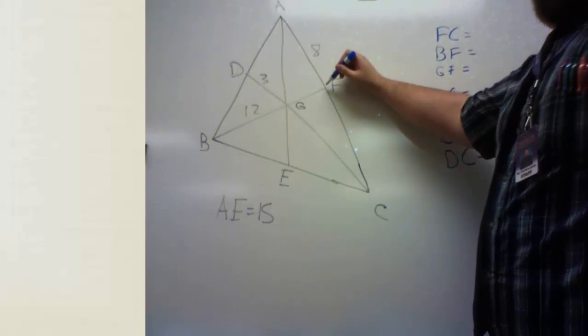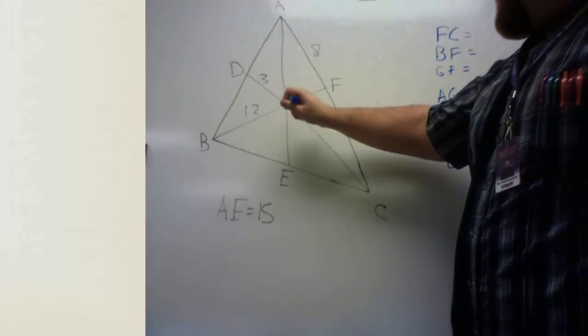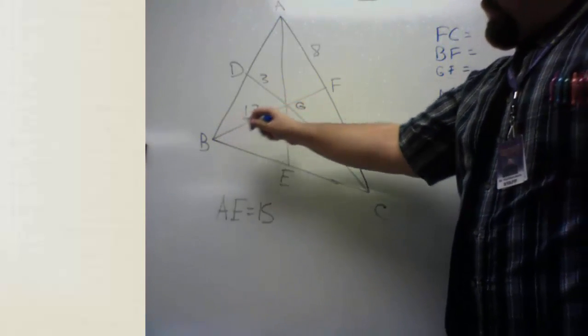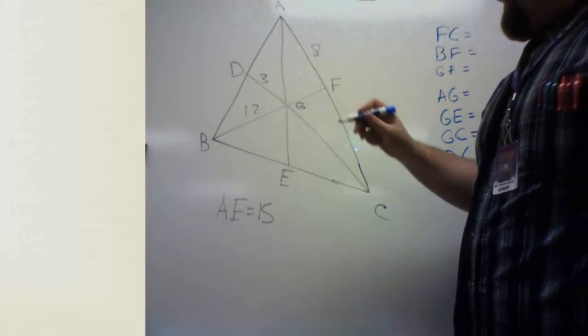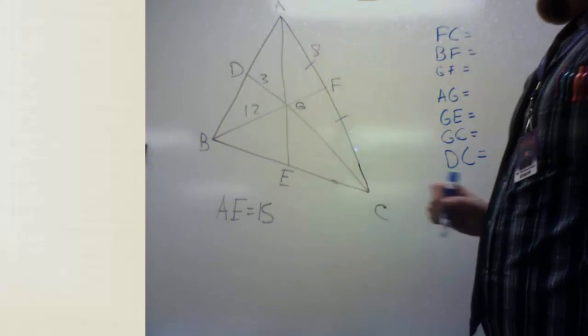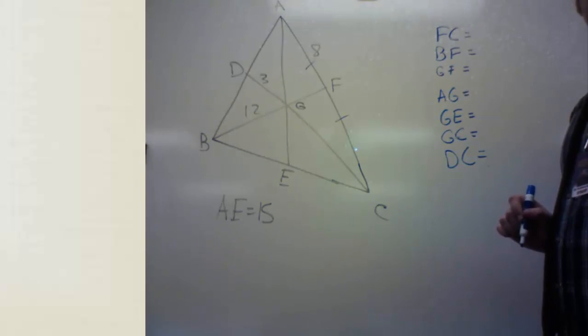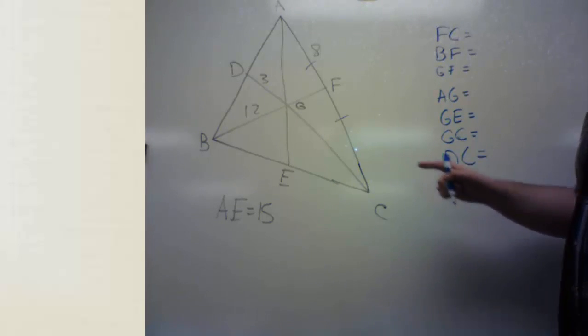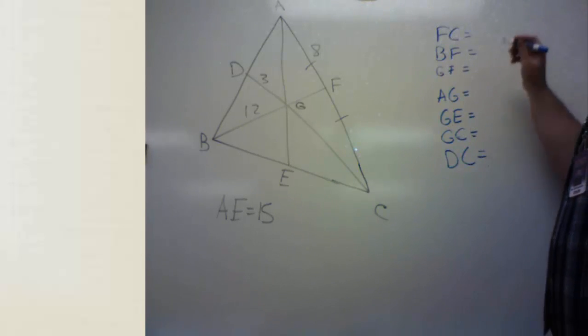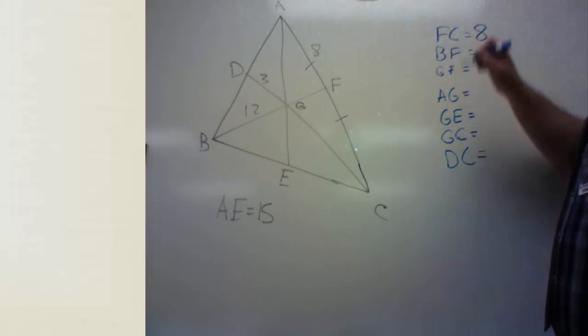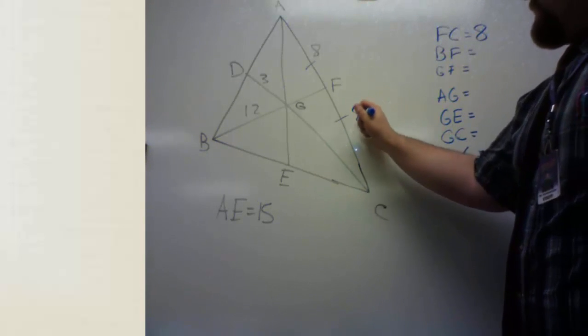I know that F has to be midpoint because G is a centroid, which means BF or segment BF has to be a median, which means that has to be a midpoint. And if those are midpoint, this length and that length is the same. Therefore, the length of segment FC has to be 8. It has to be the same.